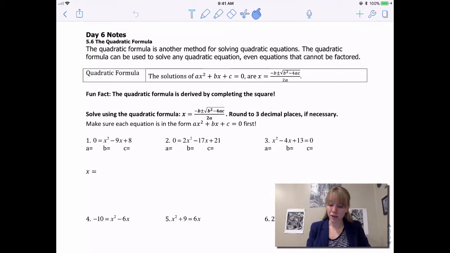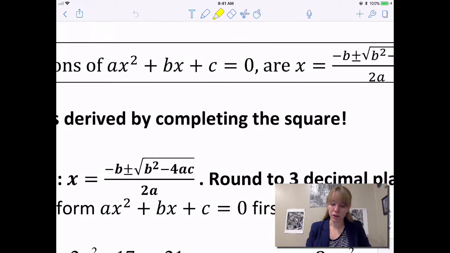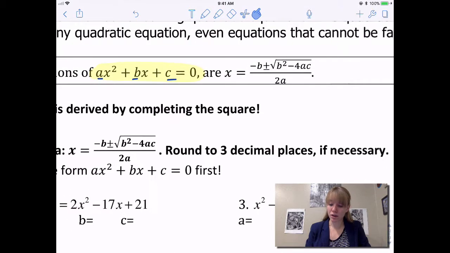So if I zoom in on this quadratic formula, we notice that we have ax squared plus bx plus c. We know it's quadratic because of that squared. This a is a number, the b is a number, and c is a number. That is important because my solutions are x equals the opposite of b, being a number, plus or minus the square root of b squared minus 4ac, all over 2a.